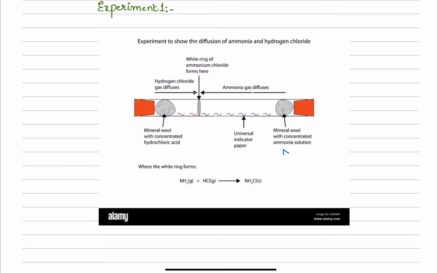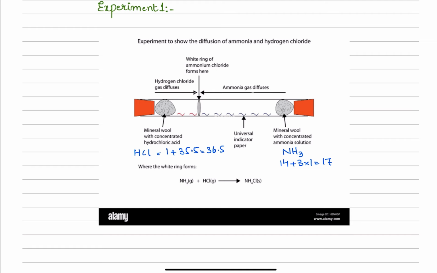Now, ammonia gas has the formula NH3. If I find out the mass of ammonia, it is going to be 14 plus 3 into 1, which equals 17. Hydrochloric acid, HCl, will form hydrogen chloride gas. The formula is HCl, and the mass would be 1 plus 35.5, which equals 36.5. Both the mineral wool soaked with concentrated hydrochloric acid and the one soaked with concentrated ammonia solution will give out hydrogen chloride gas and ammonia gas.